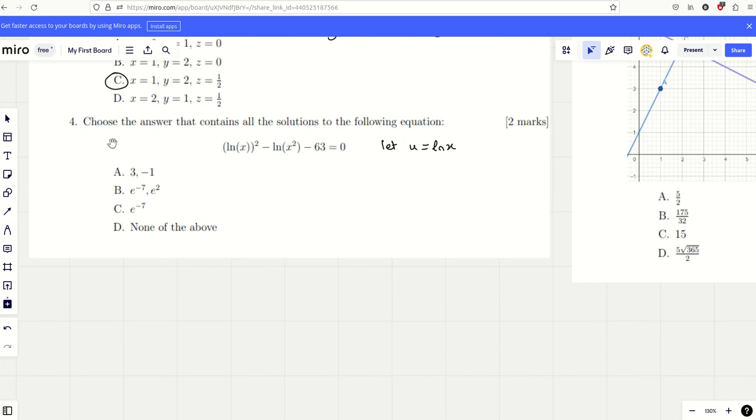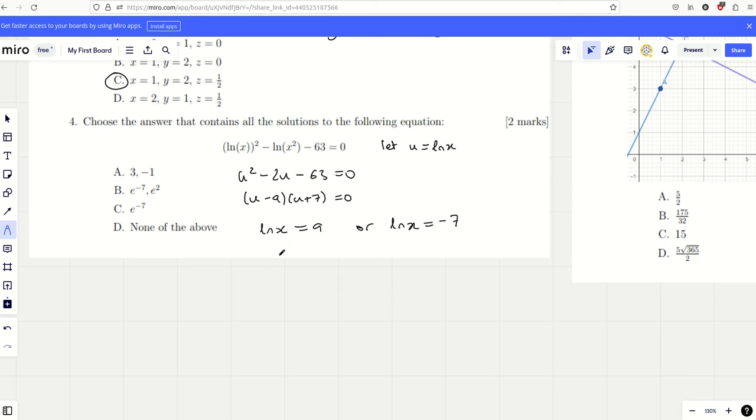Did I write my answer down? Yeah, so you've got CAC so far. Okay, so if we've got that, then you've got u squared. Now this is going to become minus 2 ln x, which is minus 2u. Minus 63 is 0. So u squared minus 2u minus 63 is 0, and so it looks like ln x equals 9, or ln x equals minus 7.